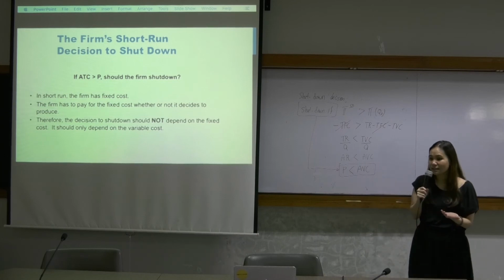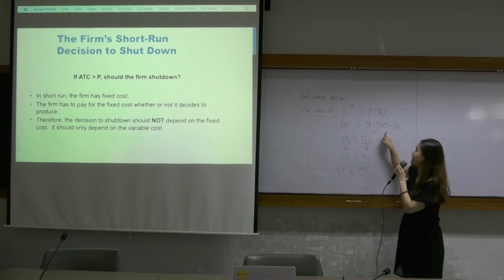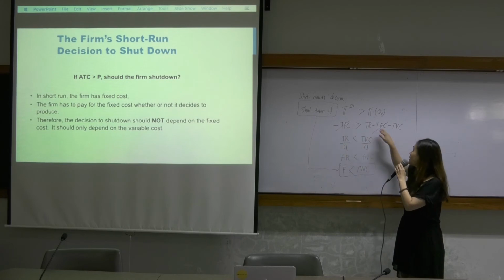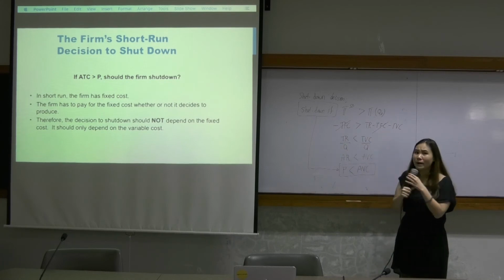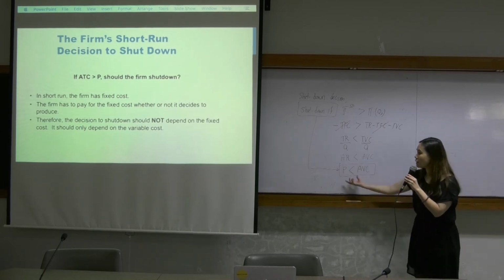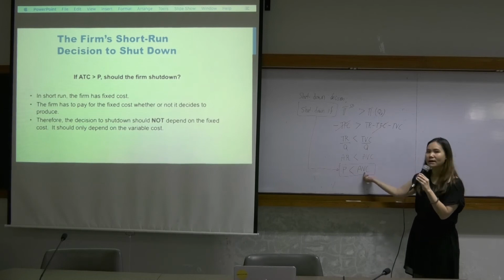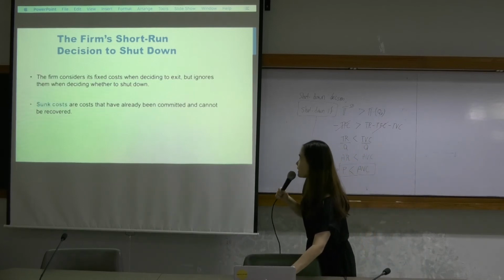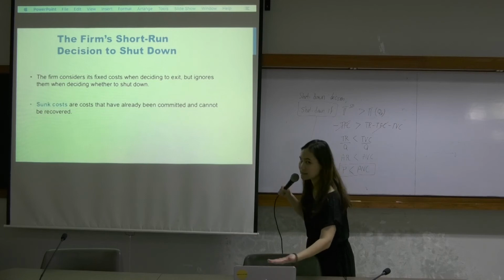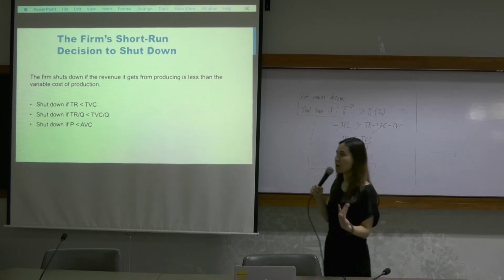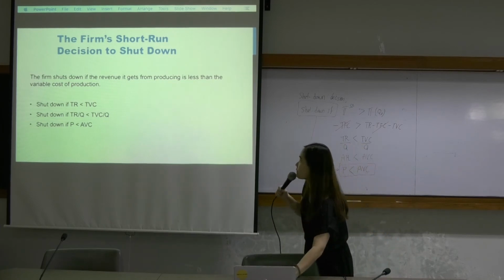The idea is that the fixed cost is already sunk, and therefore, if you shut down, you pay the fixed cost. If you don't shut down, you pay the fixed cost. So whatever is sunk should not be taken into account in decision making. And therefore, your decision rule only depends on the variable cost, the cost that is not already sunk, okay? So this is a summary. The fixed cost is sunk, should not be taken into account. And you should shut down if the market price drops lower than your average variable cost.